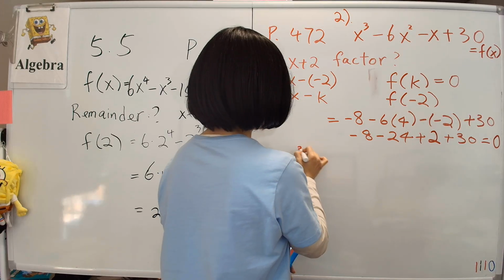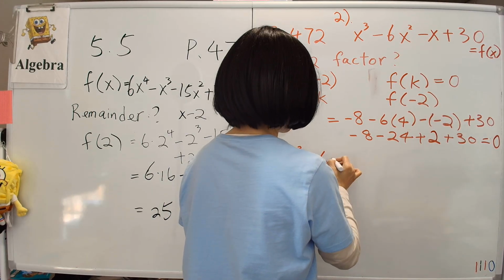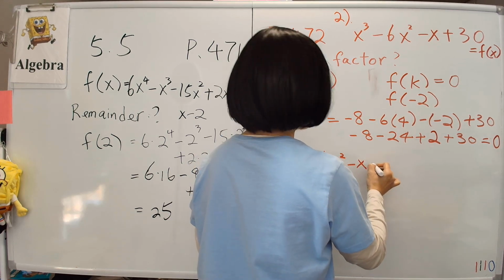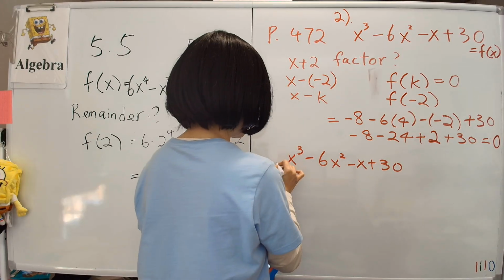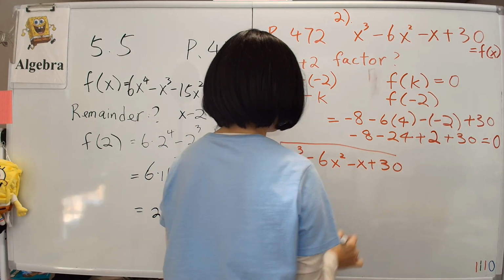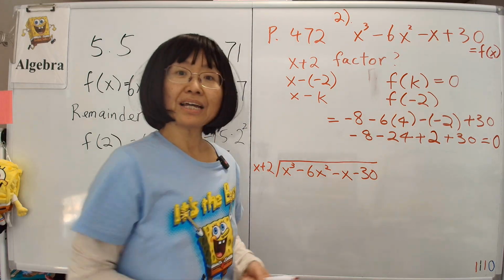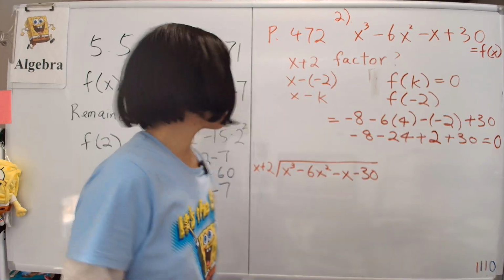The book does synthetic division, which is a bit faster because you don't have to write down all the x's. But I like to write down all the x's. That way I feel it's slightly less likely for me to mess up. Let me write this out better. Anyway, we are going to do long division in order to find the rest of the factors.